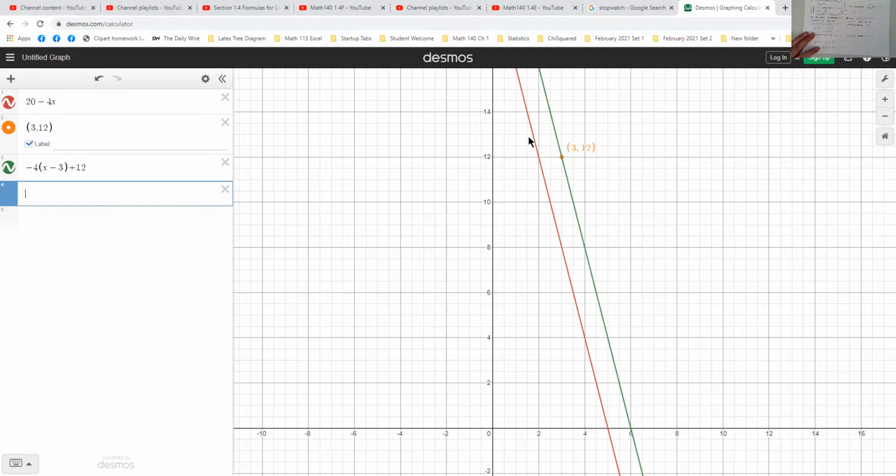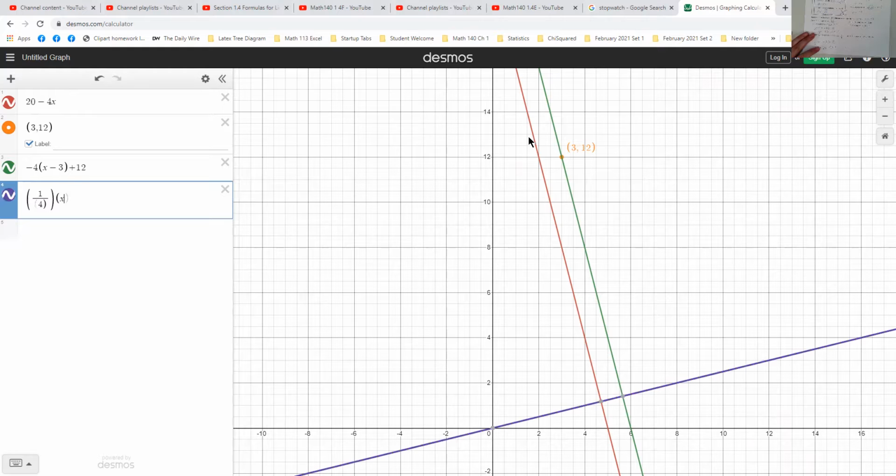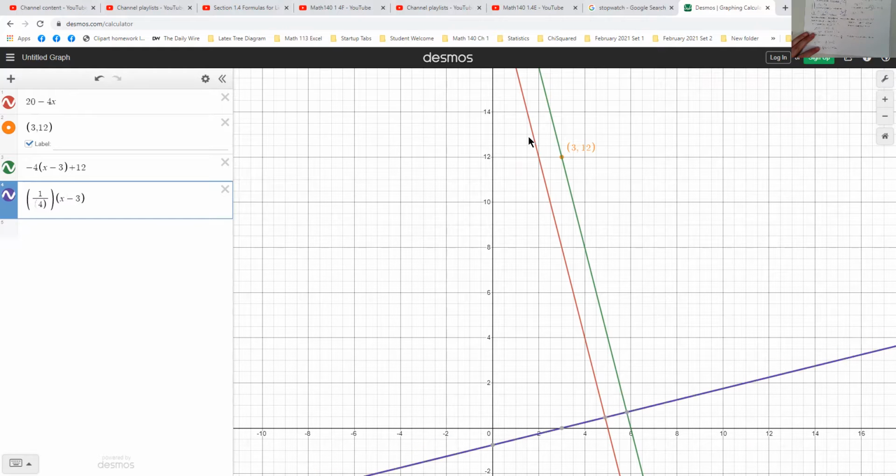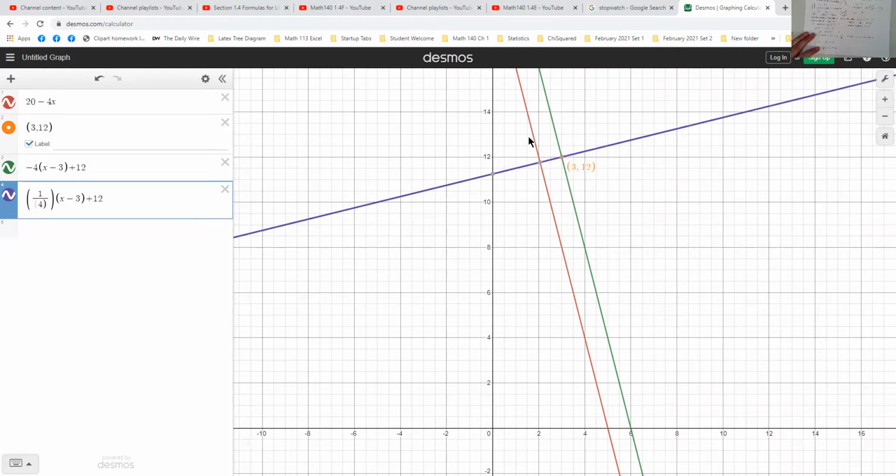So that one had a slope of 1/4. And then that'll be times x minus 3. And then I need to add that 12 back on there. So it also goes through that point (3, 12). And sure enough, it does in fact look like it is a 90-degree angle where it meets up with both the red and the green lines. Okay, so hopefully that's at least a little bit convincing that we did actually get to the right spot there. And we did find the things that we were thinking we were going to find.